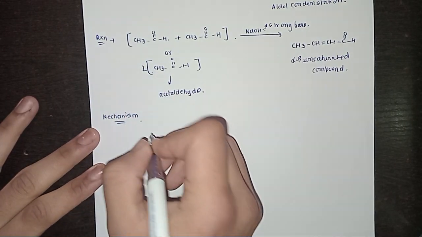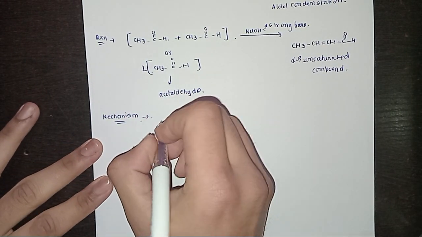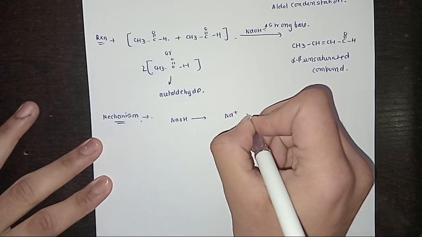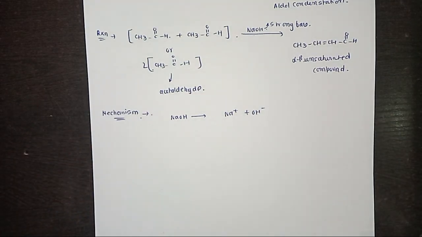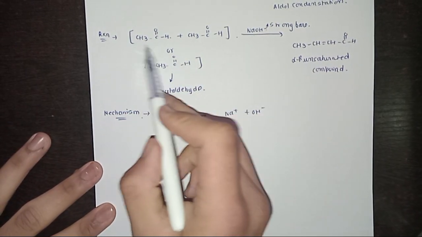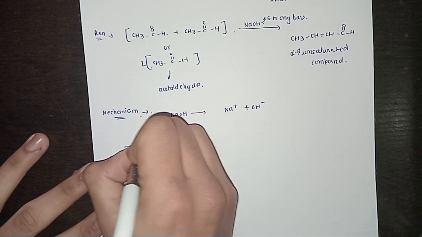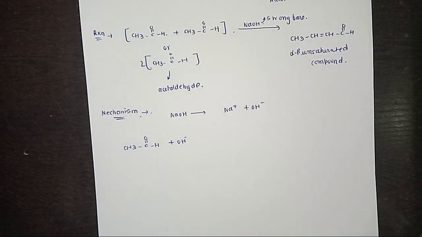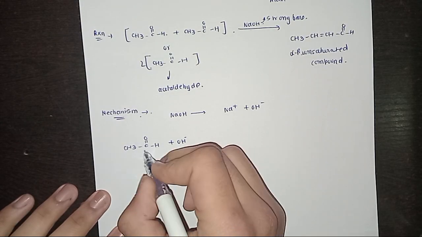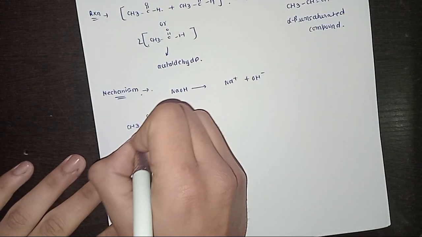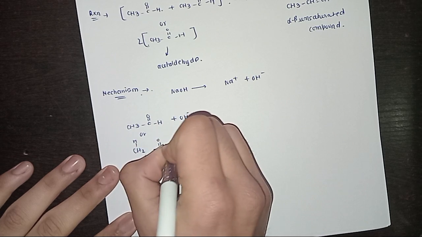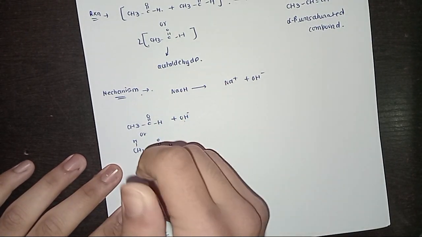So now we will take this NaOH and dissociate it into two parts, Na positive and OH negative. Now we have the two acetaldehydes. We will take one acetaldehyde, CH3 C double bond O H, and now this OH will react with this acetaldehyde. Basically it will not attack here. We can write this acetaldehyde by opening it up and writing it in this way.